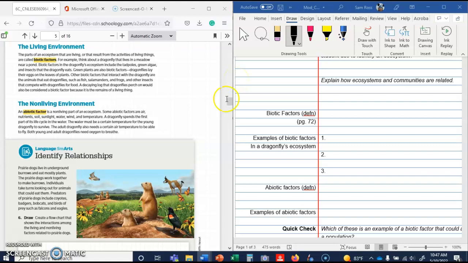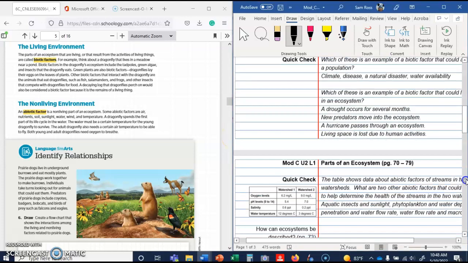Biotic factors are the parts of an ecosystem that are living or that result from the activities of living things. Examples of biotic factors in a dragonfly's ecosystem include tadpoles, green algae, and insects that the dragonfly eats. So that's those three items there.